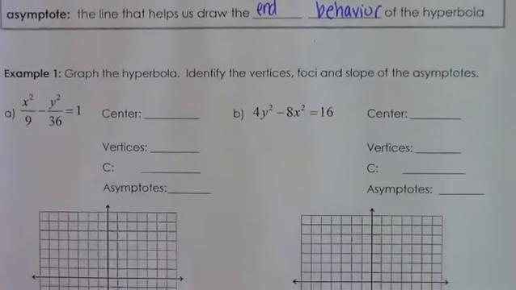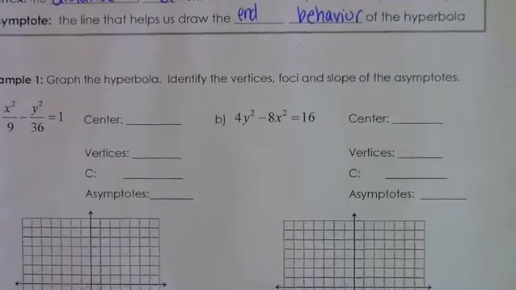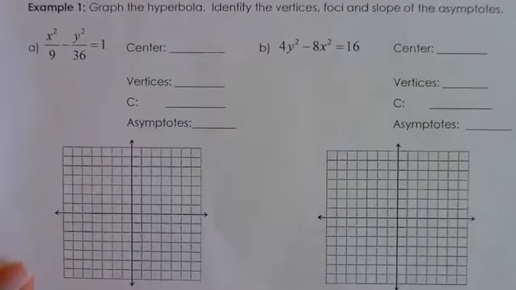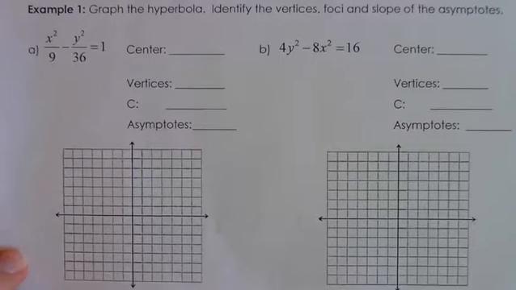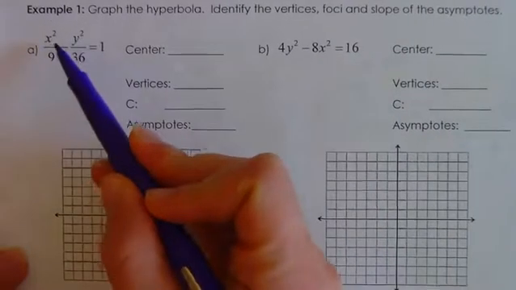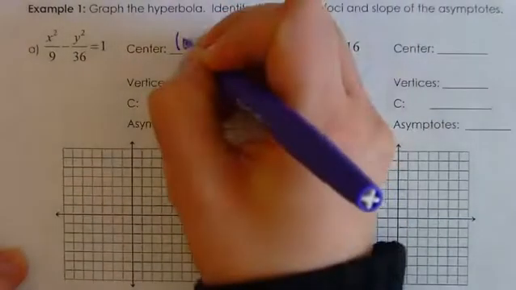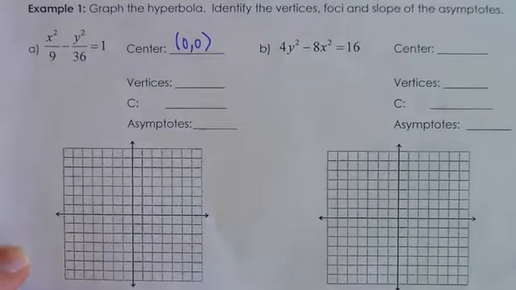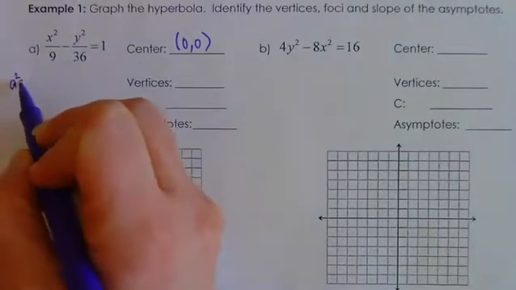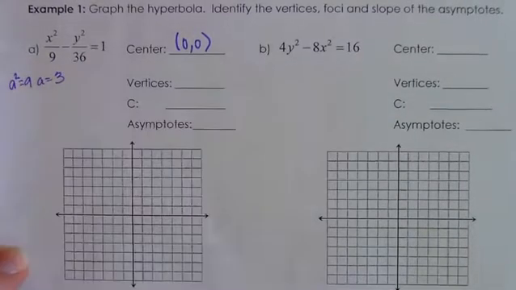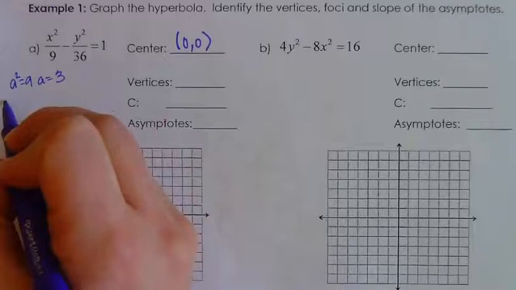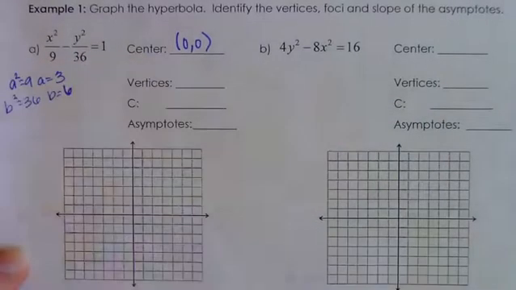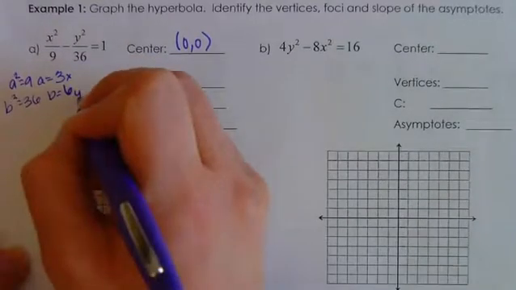So the first one here says graph the hyperbola and then identify all this important information. If we look at this first one, we're going to look for the center. So the center is going to be 0, 0, because look, there are no parentheses with those x's and y's. Now my vertices are going to go with the a value. So remember that a is always first. If a squared is 9, then that means that a is 3. And then my b value is going to be the other one. So that means b squared is 36, which means that b is 6. And my a is going with my x, and my b is going in my y direction.